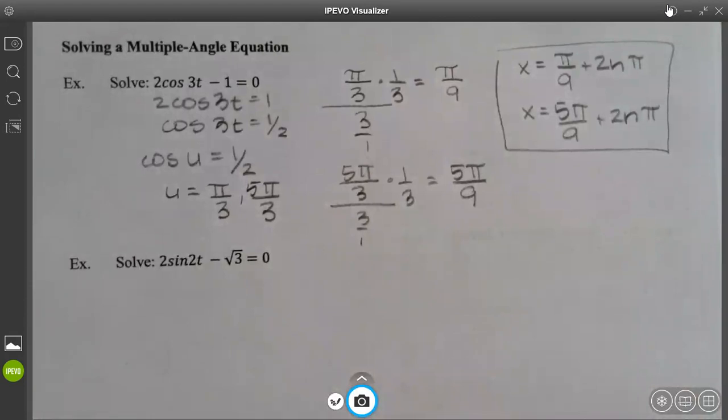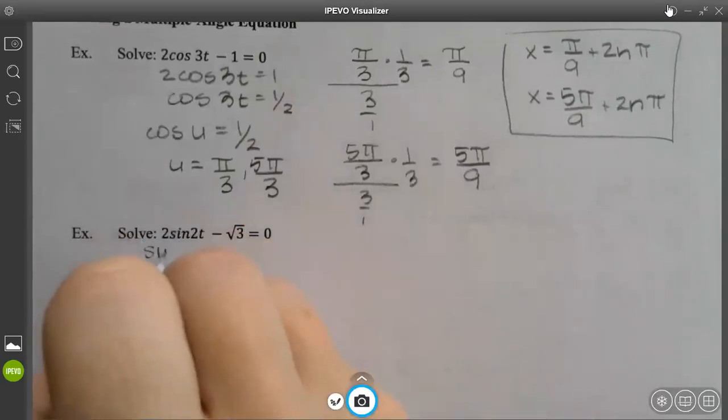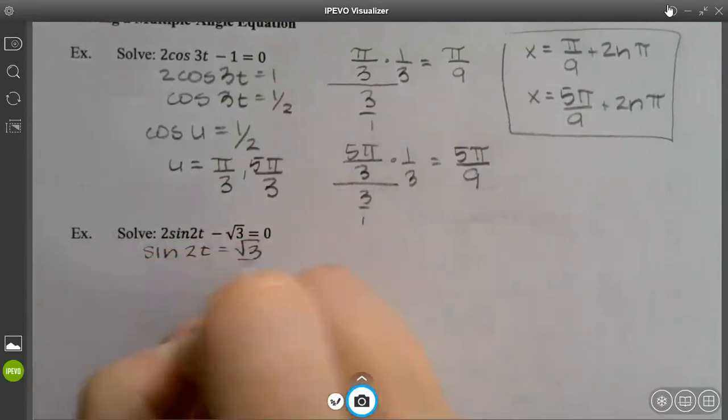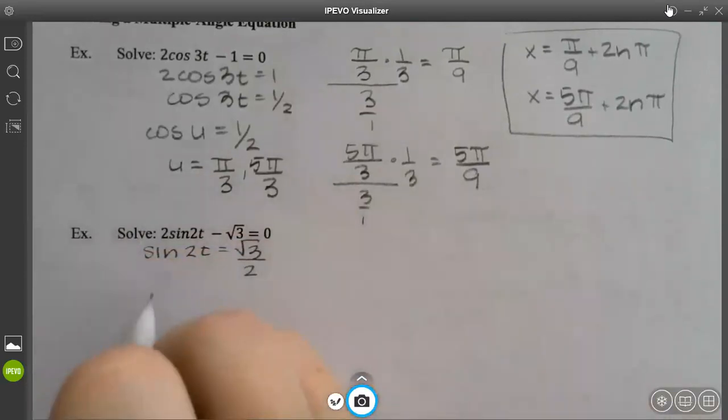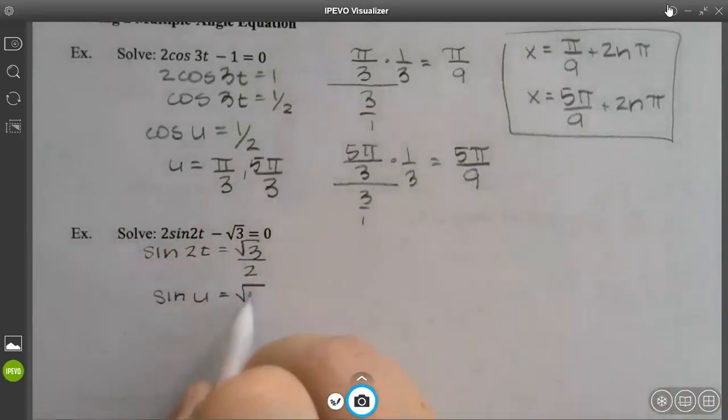Okay, next. Two sine 2t minus square root of 3 equals 0. You can do these at the same time. You don't have to do like all 400 steps. So what would I do to get sine 2t by itself? Add the square root of 3, divide by 2. Remember, we're just going to look where our y value is a positive square root of 3 over 2.